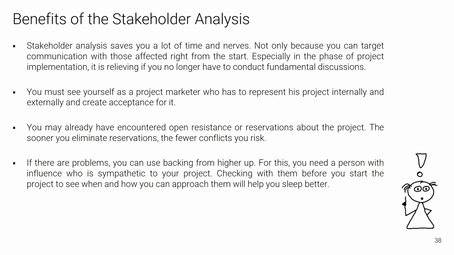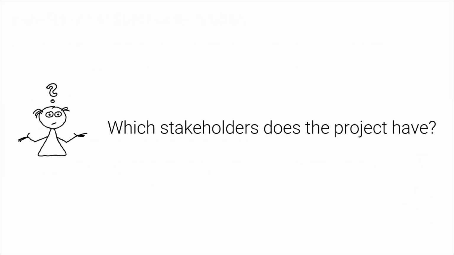You may already have encountered open resistance or reservations about the project. The sooner you eliminate reservations, the fewer conflicts you risk. If there are problems, you can use backing from higher up. For this, you need a person with influence who is sympathetic to your project. Checking with them before you start the project to see when and how you can approach them will help you sleep better. So we ask ourselves again, which stakeholders does the project have?